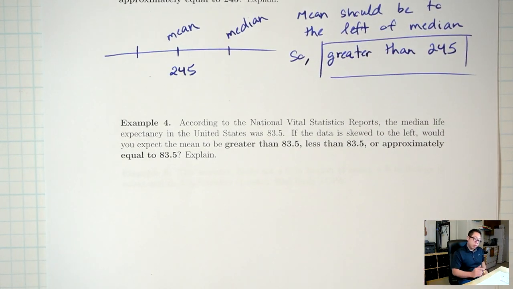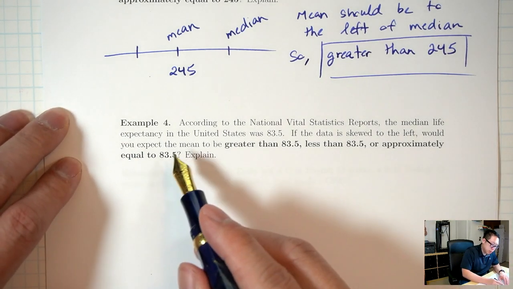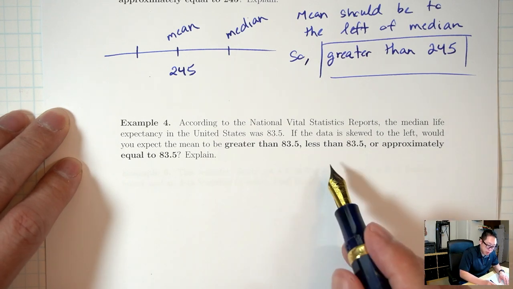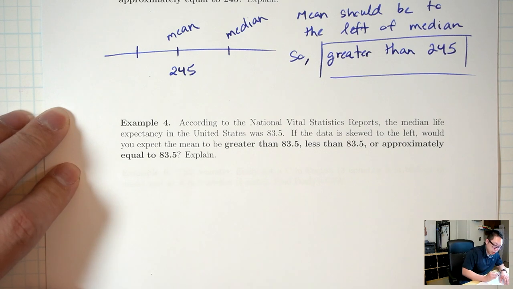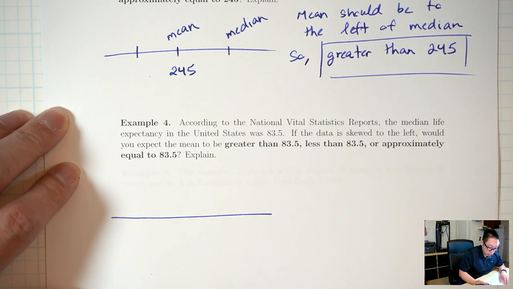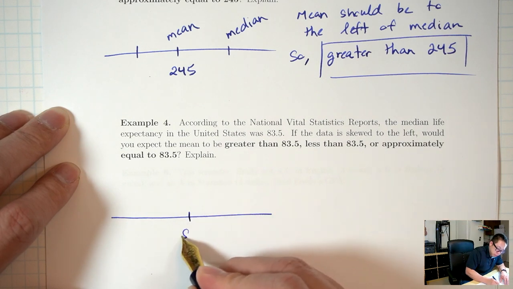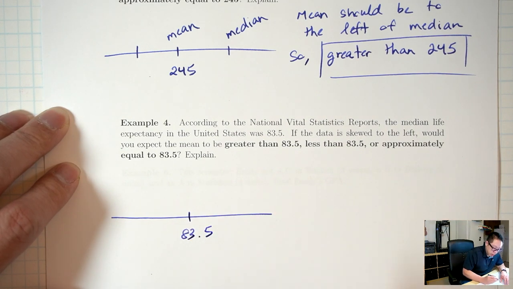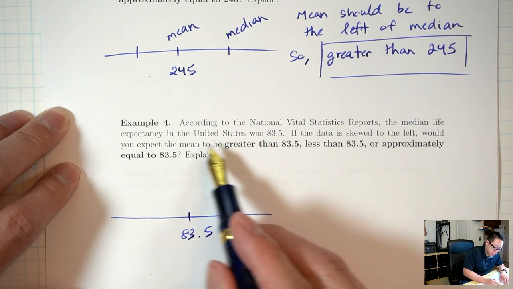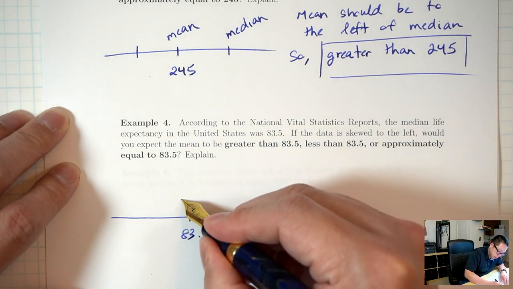Example 4. According to the National Vital Statistics reports, the median life expectancy in the US was 83.5. If the data is skewed to the left, would you expect the mean to be greater than, less than, or approximately equal to 83.5? We're only given one number here, 83.5. Is this number the mean or the median? This number is the median.